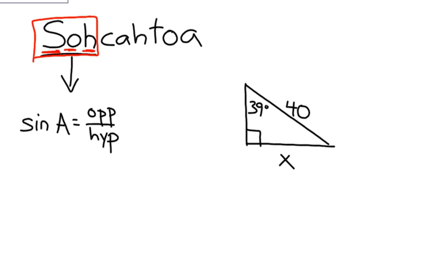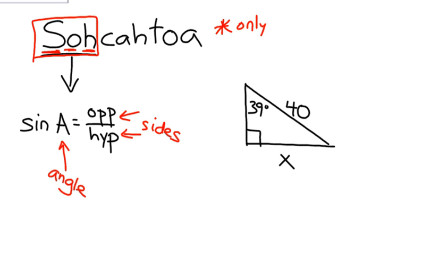It's really important that we get stuff in the right spot. The angle goes here. The sides go here. You can't just put stuff all willy-nilly. SOHCAHTOA is only for right triangles. That's how we know when to use it. So this problem, because it has a right angle, is the SOHCAHTOA problem. And so we got to be able to label everything properly.